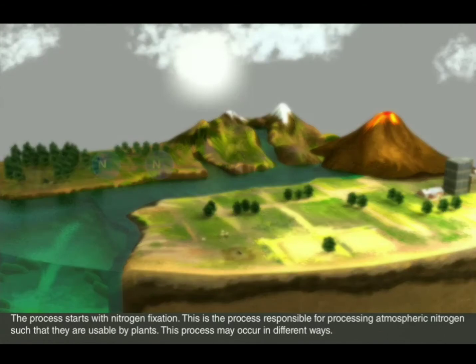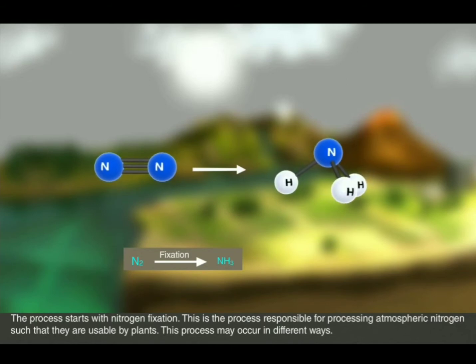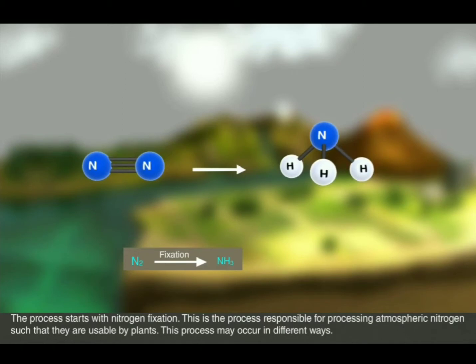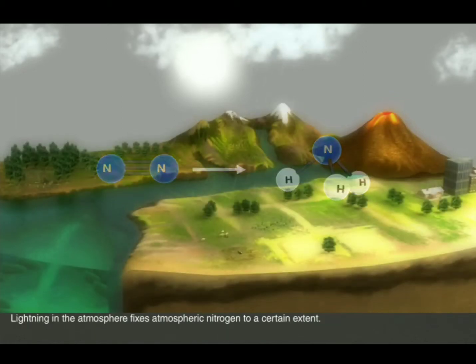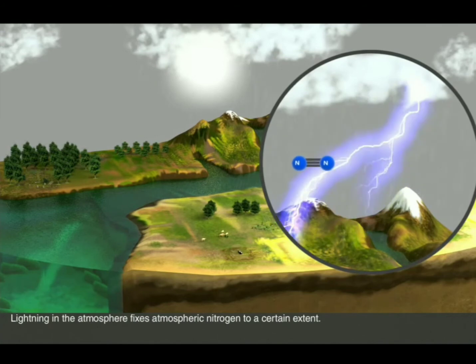The process starts with nitrogen fixation. This is the process responsible for processing atmospheric nitrogen, such that it is usable by plants. This process may occur in different ways. Lightning in the atmosphere fixes atmospheric nitrogen to a certain extent.